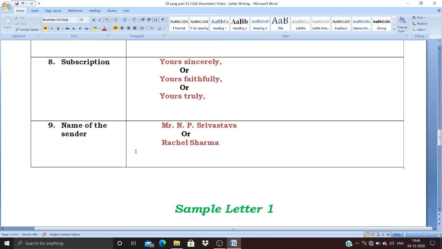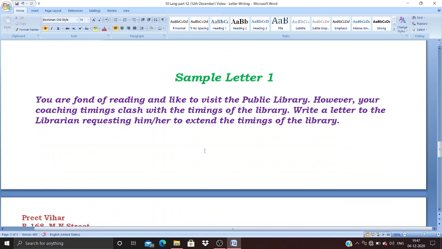Then name of the sender, you give Mr. N.P. Srivastava or your name, as I said, Rahul Agarwal or Anita Gupta, etc. How it looks when you get a letter for real.